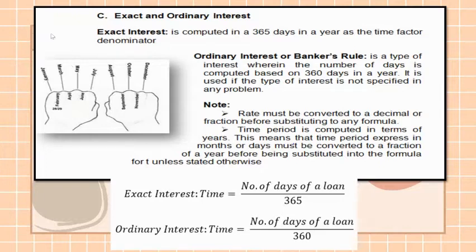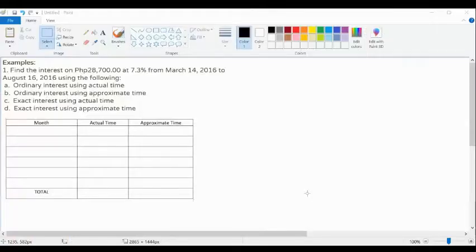Okay, let's have examples on how to find the exact and ordinary interest. Example number one, find the interest on 28,700 pesos at 7.3% from March 14, 2016 to August 16, 2016 using the following: first, ordinary interest using actual time; ordinary interest using approximate time; exact interest using actual time; and last, exact interest using approximate time. So first, we're going to identify what your givens are.